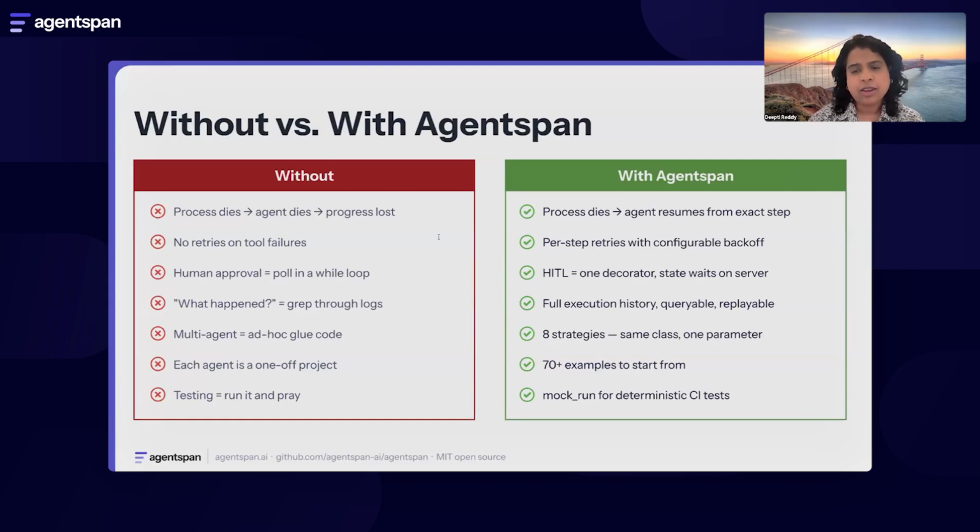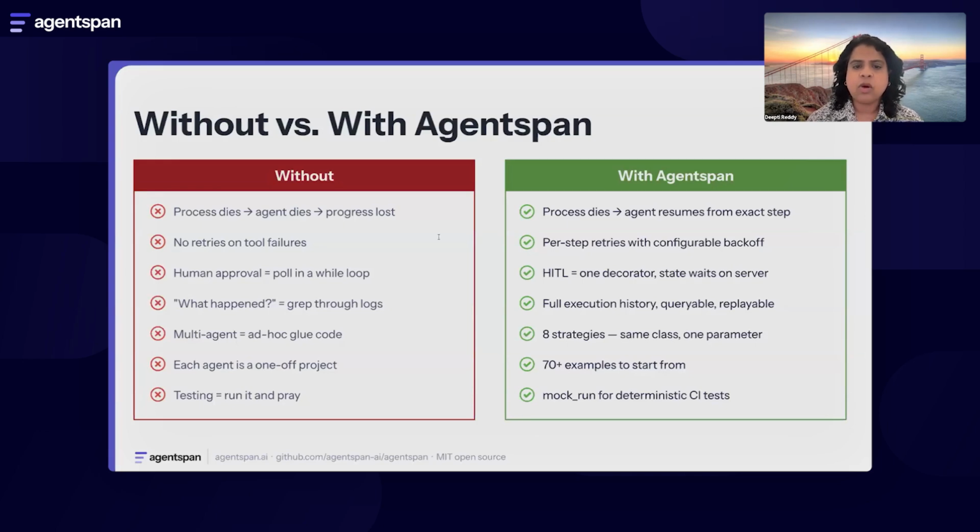Now on the right side, here it's with Agentspan. Here your process dies, your agent resumes from the exact step. Failed tools retry with configurable backoff. Human approval is simply one decorator. State waits on the server for as long as you need. You get full execution history, queryable and replayable. You also get 8 multi-agent coordination strategies and over 100 examples to start from.